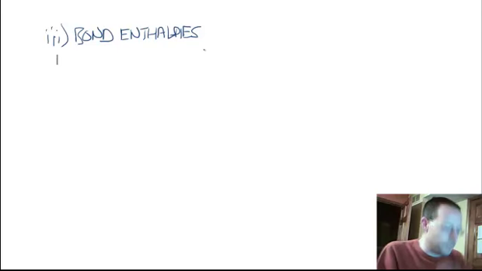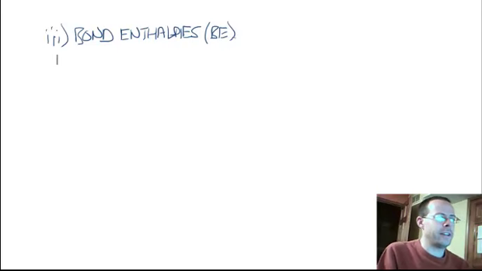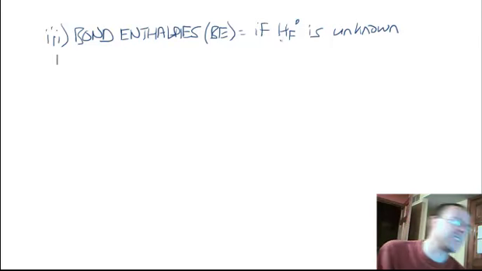So bond enthalpies, and they are just BE in your book. And we pretty much use this way of calculating delta H when or if delta HF standard is unknown. And this happens sometimes, alright? But this is the least accurate way to calculate delta H.